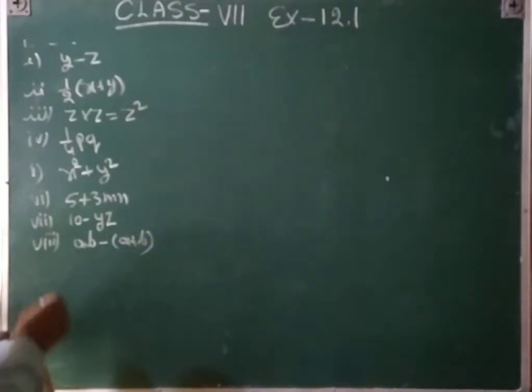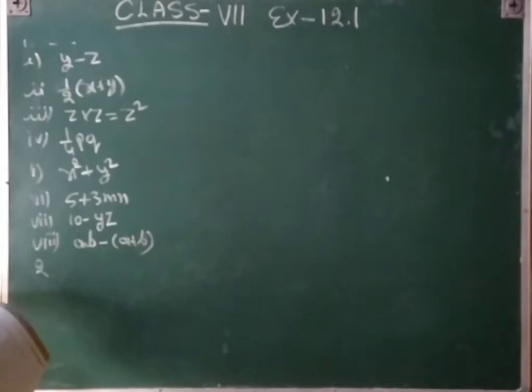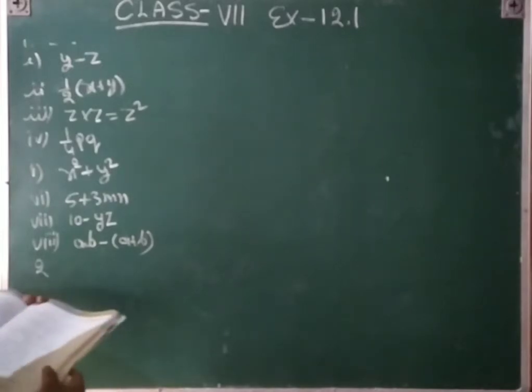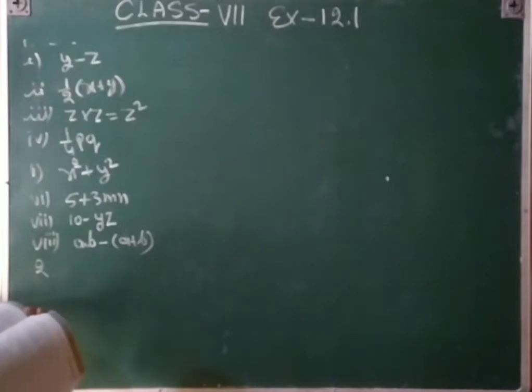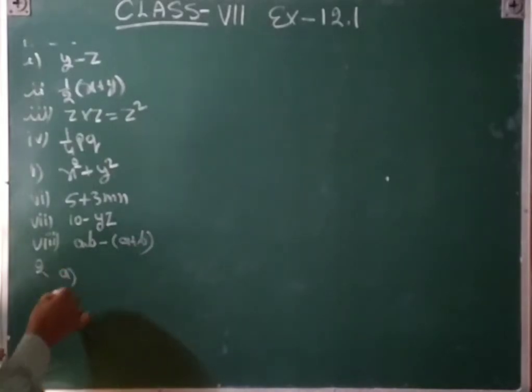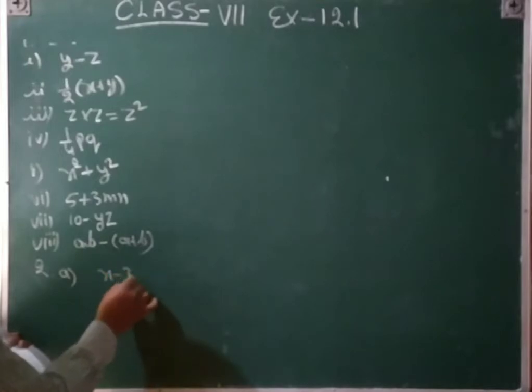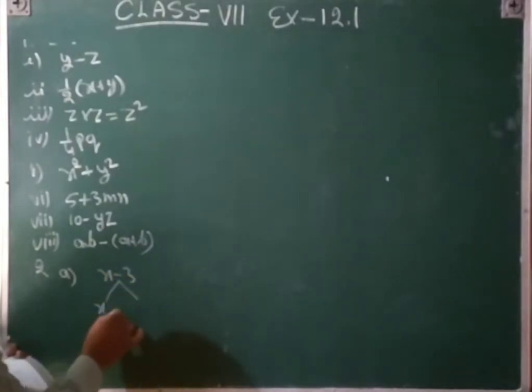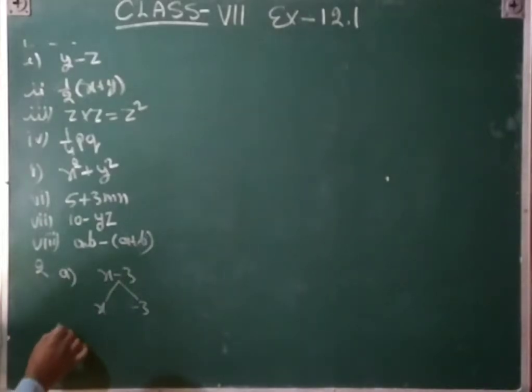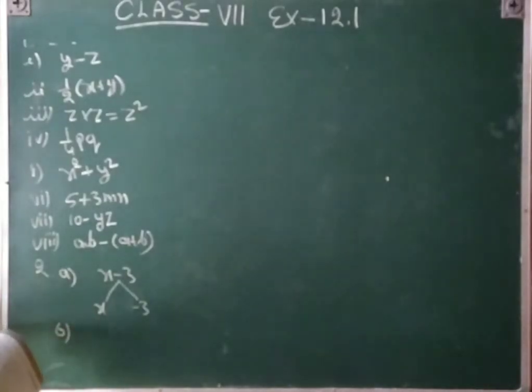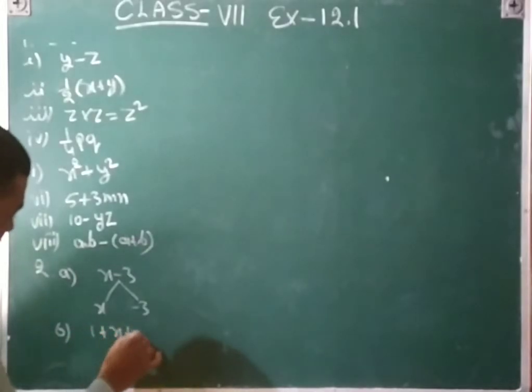And then question number 2: identify the terms and their factors in the following expressions. Show the terms and factors by the tree method. So what is the tree method? See, x minus 3. So the tree is x and minus 3. That is the tree method. And part b: 1 plus x square.